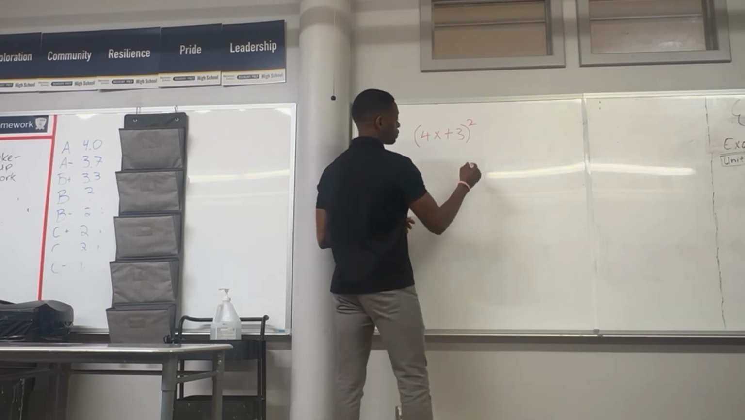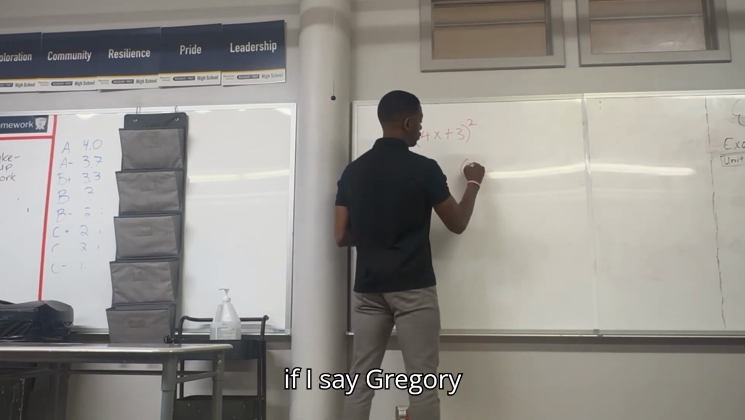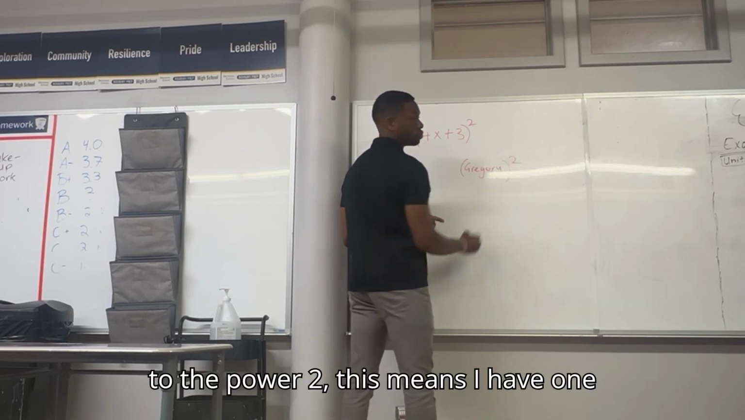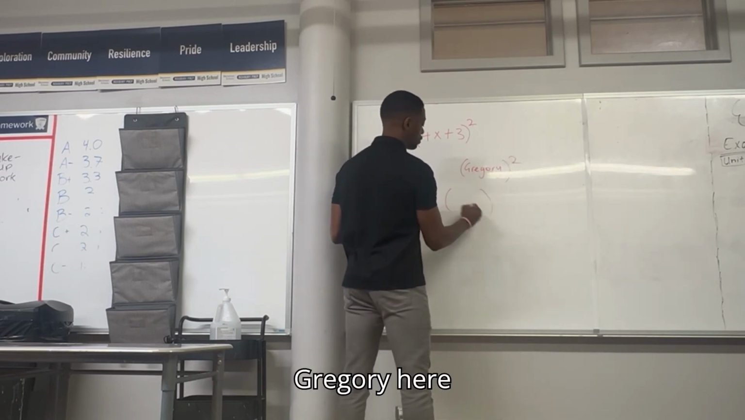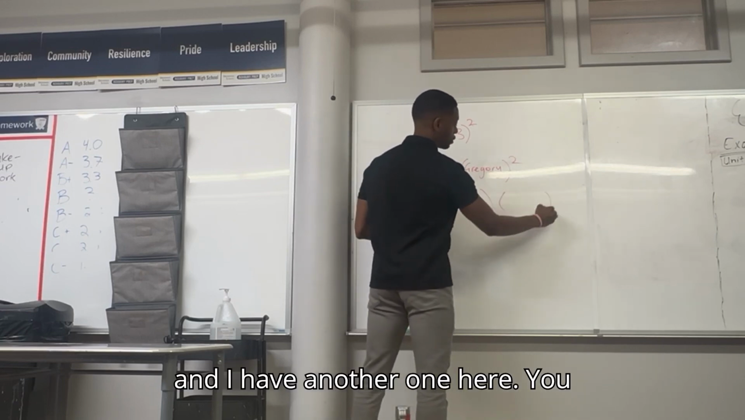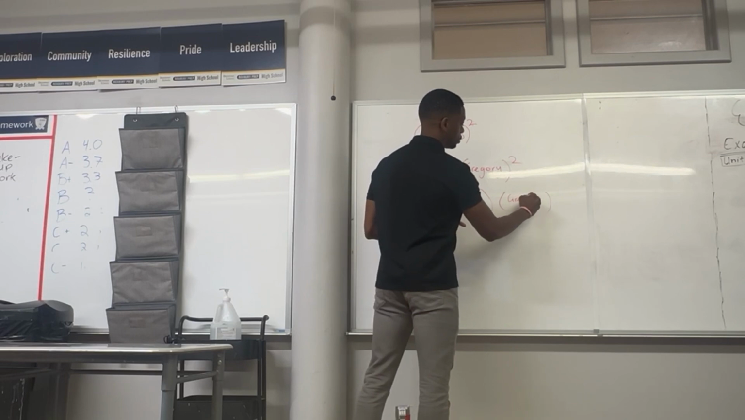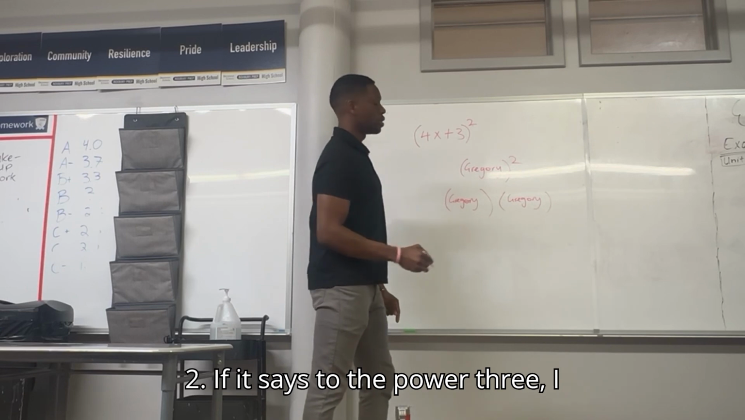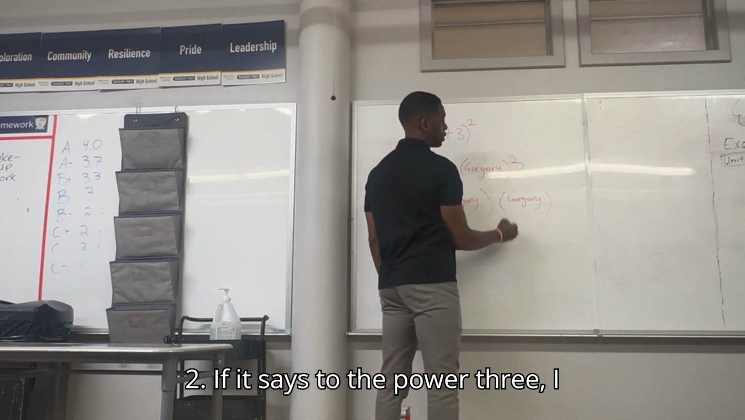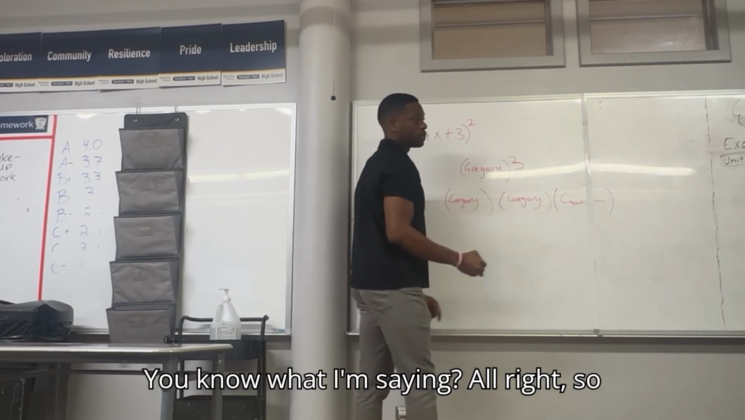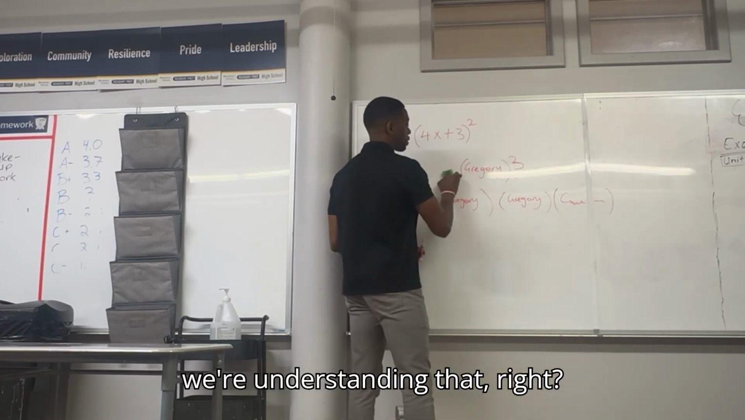Like if I say Gregory to the power 2, this means I have one Gregory here, and I have another one here. You understand? Because it's to the power 2. If it says to the power 3, I have another one. You know what I'm saying? Alright, so we're understanding that.